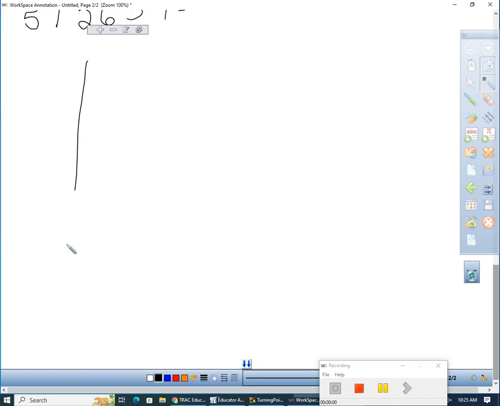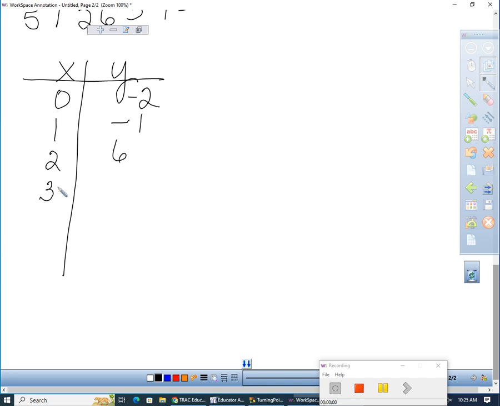Try one more like this. Do this table. I have x and I have y. I have 0, negative 2. I have 1, negative 1. I have 2, 6. 3, 25. 4, 62. 5, 123. I want to make sure it works.